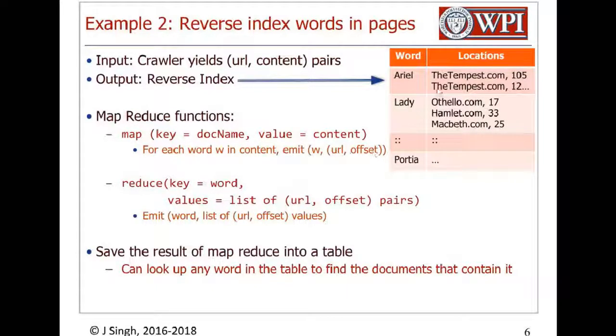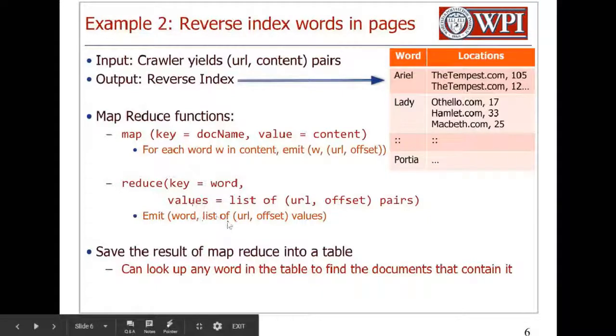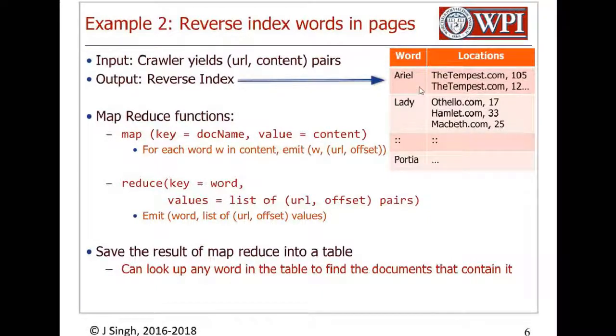So notice the URL and the offset are here, and the word itself is here, and that's what the mapper is going to produce. And the reducer then will take each of those keys, and the values will be a list of these URL offset pairs, and we are going to just emit that. And as a result, we can now produce this table, and this table helps us figure out where a particular word occurs. In this example, we just took works of Shakespeare, but there's nothing that really limits us to that. So it's a nice couple of examples that we'll work with.